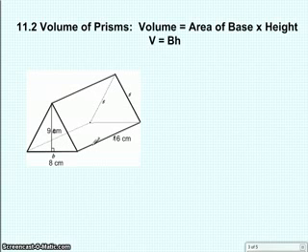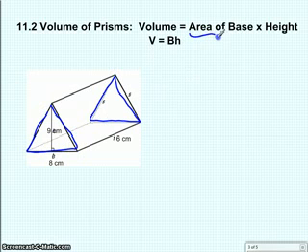So for example, here is a triangular prism. I call it a triangular prism because my 2 bases, which are parallel and across from each other, are triangles. So it's a triangular prism. But basically it's going to be the same formula. Volume is the area of the base times the height.